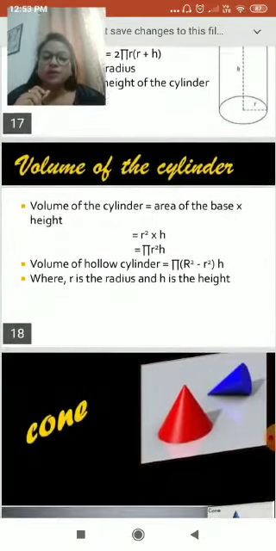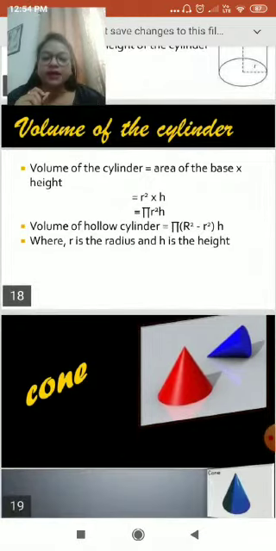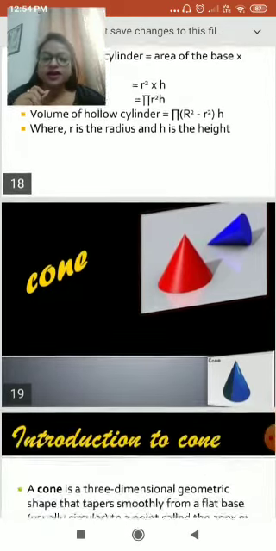Now talking about the volume of the cylinder. Volume of the cylinder is the area of the base times the height, therefore pi r square h simply. If it is a hollow cylinder, not a solid cylinder, then the volume of the hollow cylinder will be pi (big R square minus small r square) into h, where r is the radius and h is the height.